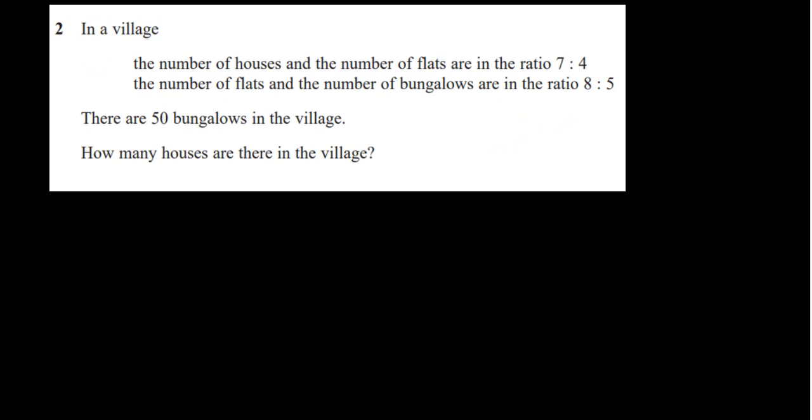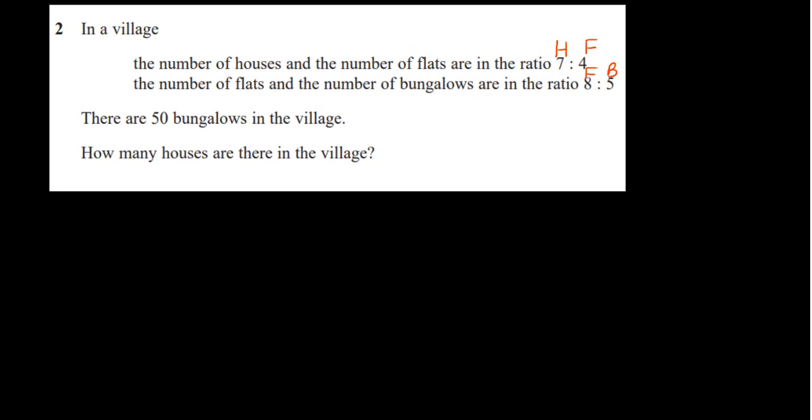Alright, so this question says, in a village, the number of houses and the number of flats are in the ratio 7 to 4. So I'm going to stop reading the question, and where the ratio is, I'm going to label it. So houses is 7 parts and flats are 4 parts. The number of flats and the number of bungalows are in the ratio 8 to 5. So flats is 8 parts and bungalows are 5 parts. I'm not going to carry on reading the question.